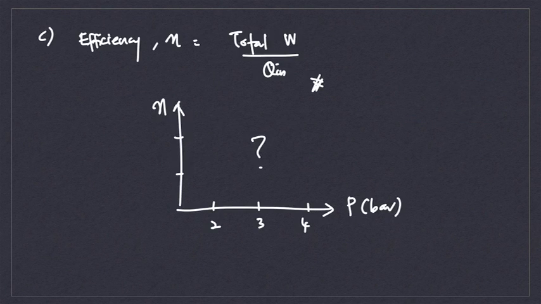Okay, lastly, you need to compare the efficiency between 3 different P2 values, which are 2, 3 and 4 bar, and then you can see the effect of pressure on the efficiency. The efficiency is calculated by total W over Q in.